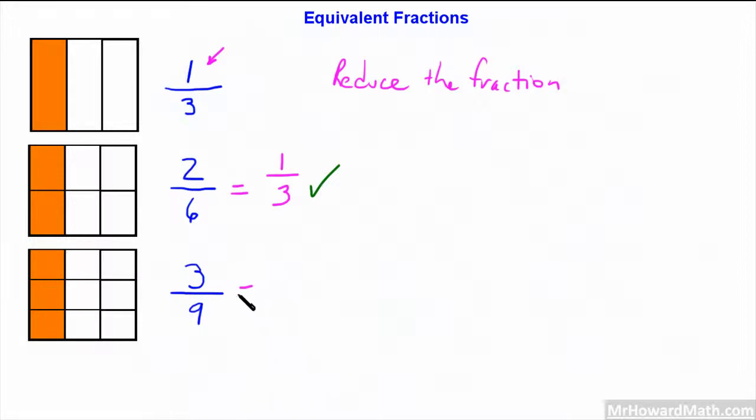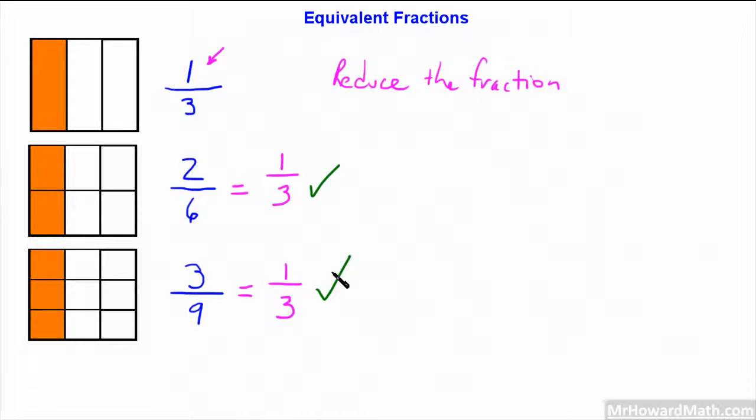Now let's reduce 3/9. What jumps out at us here? Common factor would be 3. 3 goes into 3 how many times? Once. Goes into 9 how many times? 3. 1/3. Checks with 1/3. And we are equivalent.